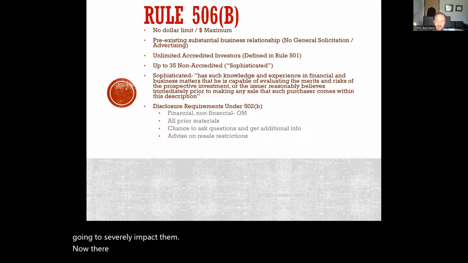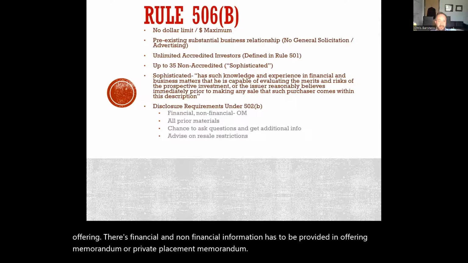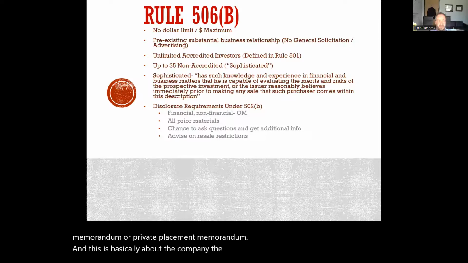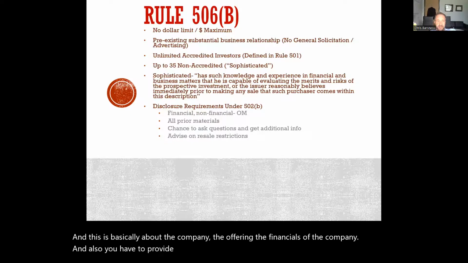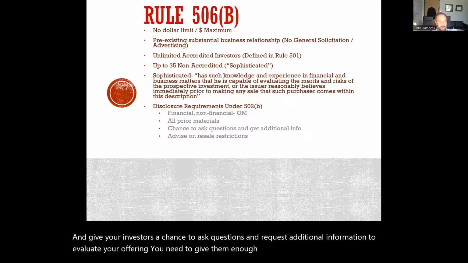Now, there are disclosure requirements under 502B, which is a part of Reg D, for a 506B offering. Financial and non-financial information has to be provided in an offering memorandum or private placement memorandum. And this is basically about the company, the offering, the financials of the company. And also you have to provide all prior materials you gave to your prior investors and give your investors a chance to ask questions and request additional information to evaluate your offering. You need to give them enough time to look into the merits of the offering before they invest.